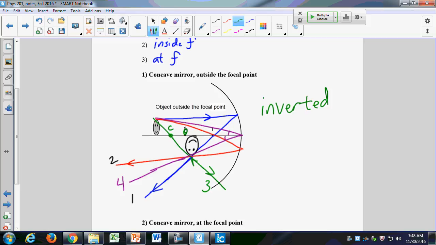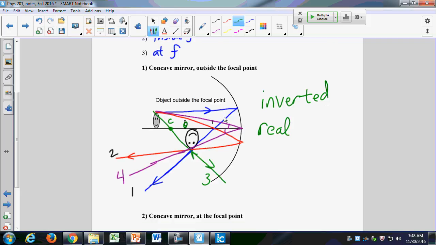Okay? So my real image for a mirror is going to be on this side. Virtual images will be on this side. They're not real images, they're virtual. They're in that sort of virtual space. All right, it's an inverted image, it's a real image.